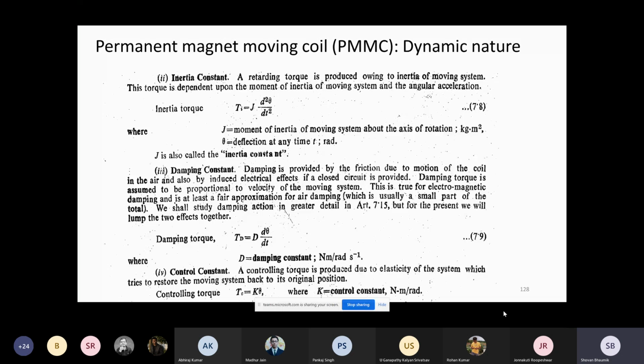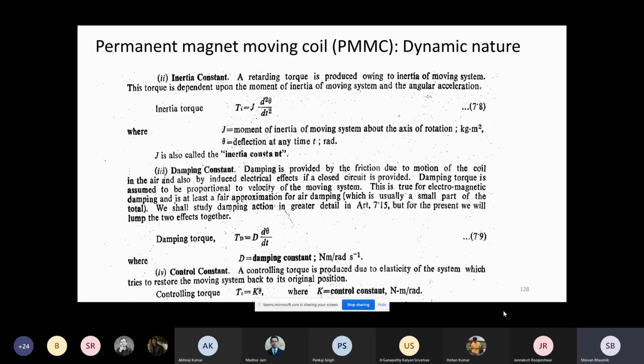Now what are the other forces? There is the damping force. What is the damping force? Damping is provided by the friction due to motion of the coil in the air, and also by electrical effects such as the eddy current effect. So if a circuit is closed, some current will flow, and due to the eddy current effect that damping torque will be produced, and the damping torque will be proportional to the velocity of the moving system. That is true for the electromagnetic damping as well as the air friction damping.